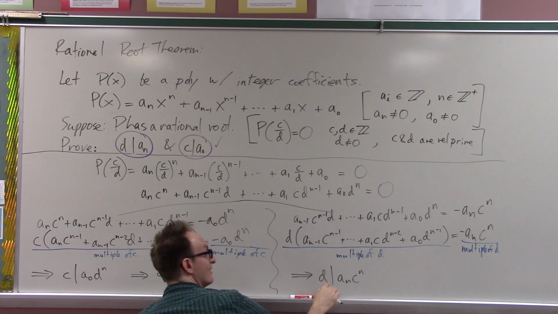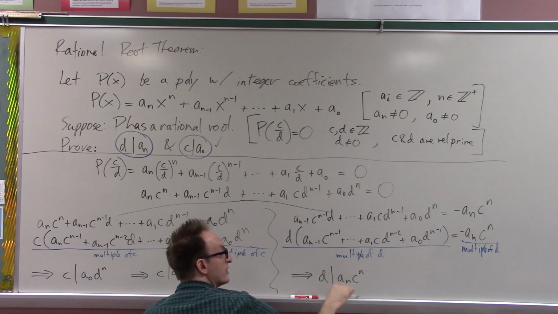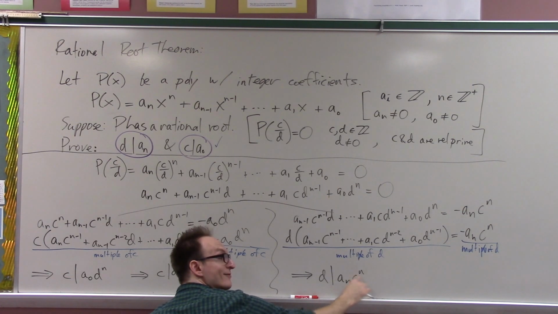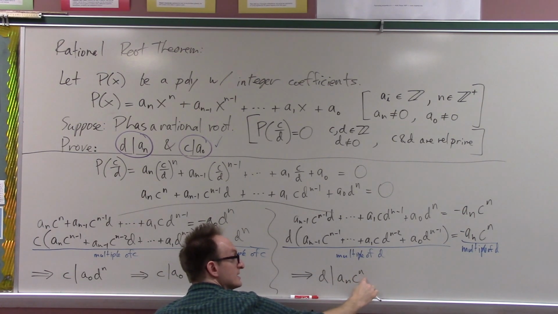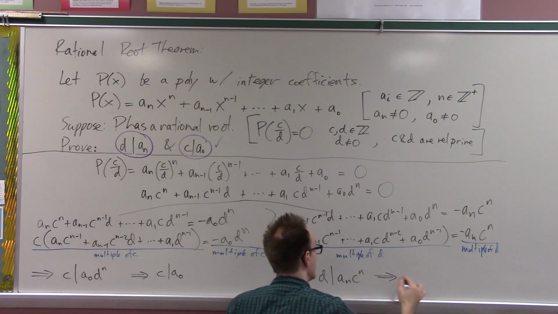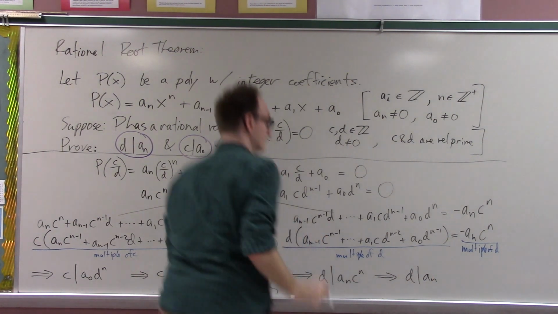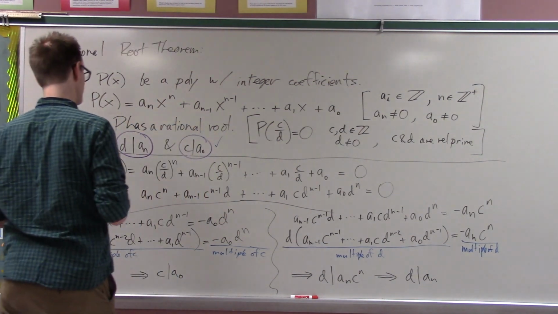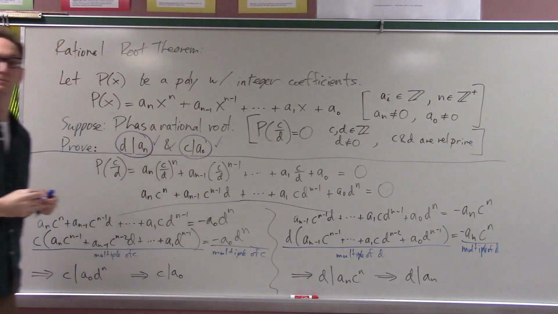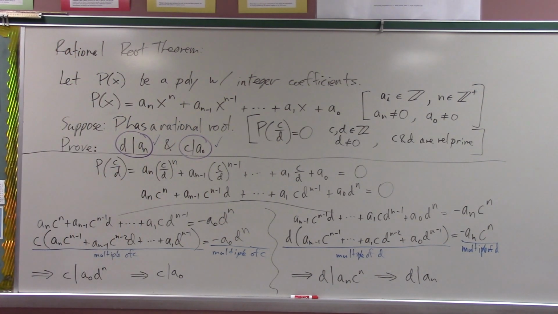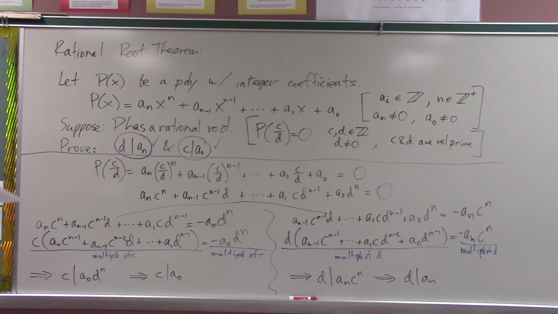And again, if D goes into that, but D and C to the n have no factors in common, if D and C to the n are relatively prime, then the only way for this to be true is if D divides A sub n. And thus I got my second one proved. Cool. I think that's kind of cool. Not sure whether that was worth it. Let's say yes. That is something that almost no one ever does. All right. The rational root theorem in all of its glory.